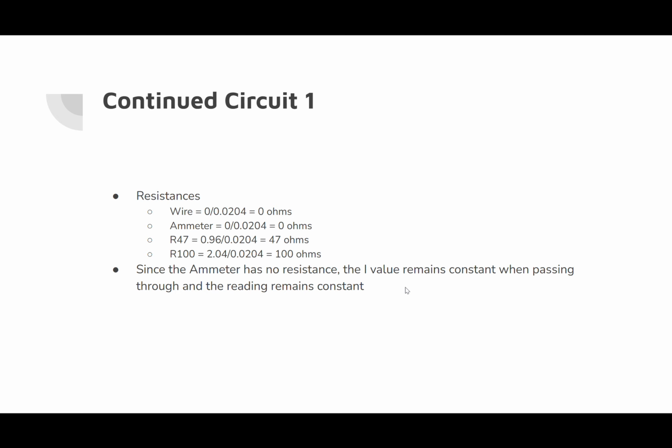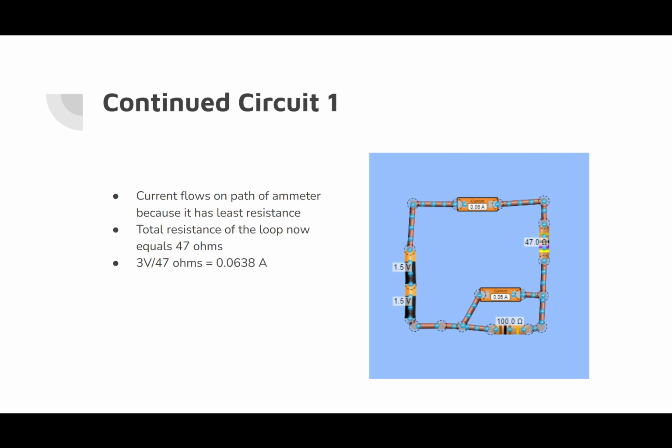The resistances for the wire, we have 0. Ammeter, we also have 0. For the 47 ohm, we have 47, and for the 100 ohm, we have 100. Since the ammeter has no resistance, the I value remained constant when passing through.